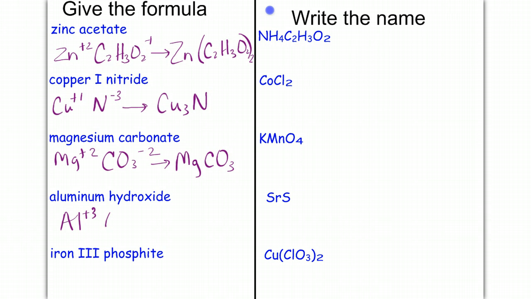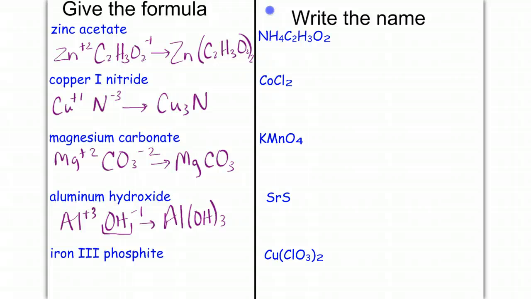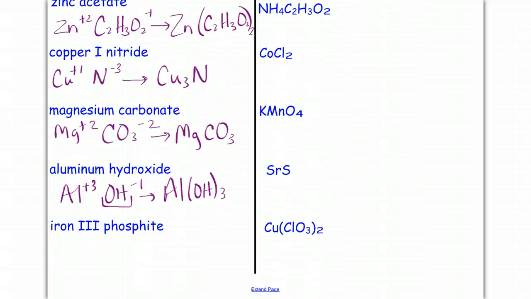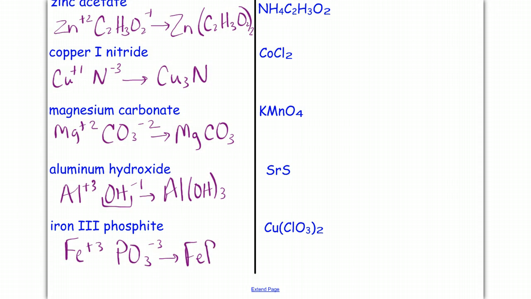Aluminum is +3, hydroxide is OH -1. These are going to switch, giving me 1 aluminum to 3 hydroxide ratio. Notice hydroxide must go in parentheses because it is a polyatomic ion. It has to stay together like a bundle. And then my last one here is iron 3, phosphite is PO3 -3. These are going to cancel, giving me 1 iron to 1 phosphite ratio.